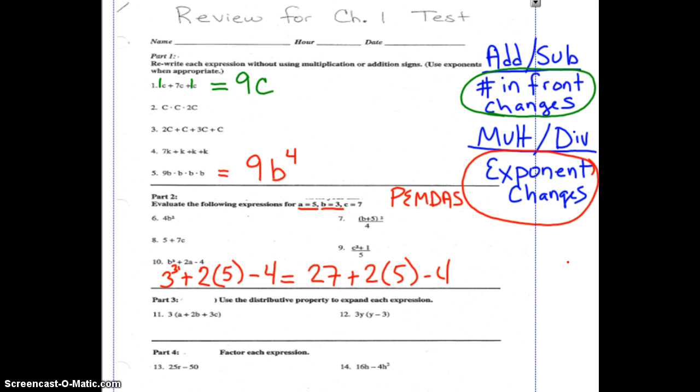Alright, now we need to multiply and divide together. We do have some multiplication. Remember, parentheses mean to multiply. So 2 times 5 is 10. We now have 27 plus 10 minus 4. Now we can add and subtract from left to right. 27 plus 10 is 37. Minus 4 is 33.